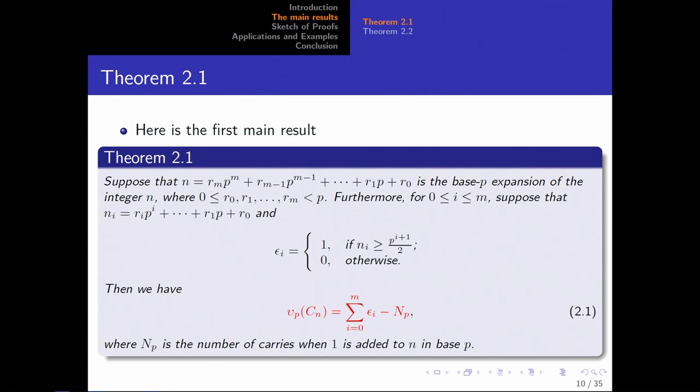For every positive integer i, we set epsilon i to be 1 if Ni satisfies this inequality. Otherwise, epsilon i is 0. Then VpCn is this sum minus the capital Np, which is the frequency of carries when 1 is added to n in base p.